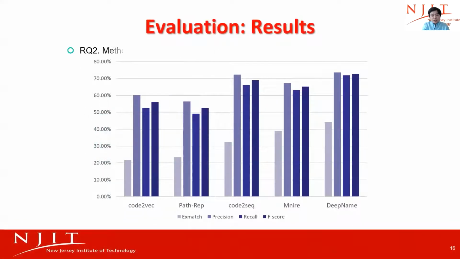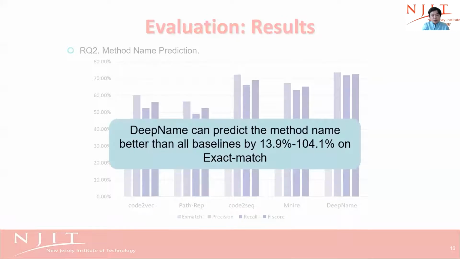As for the second research question, which is method name prediction, we evaluate our approach with all four baselines using the evaluation metrics exact match, precision, recall, and F-score. From the results in this table, we can see that our approach always gets a higher exact match than all the baselines. As a summary, our DEEPNAME can predict the method name better than all baselines by 13.9% to 104.1%.